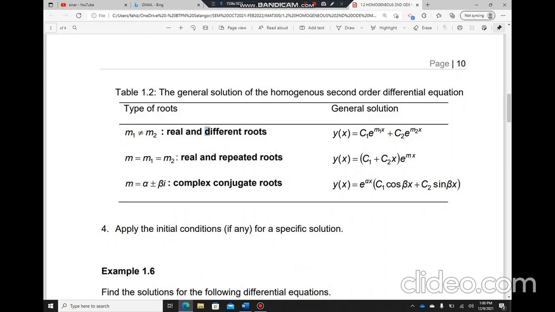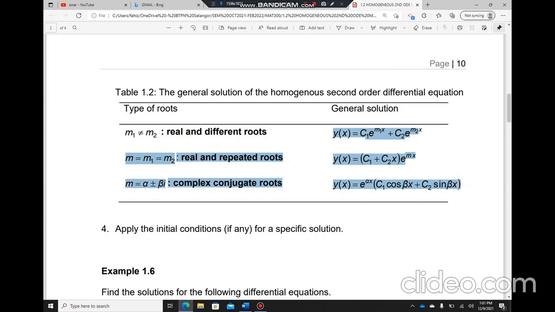So kita ada three types of roots, and then how to write the general solution based on these roots. Kalau m1 not equals to m2, so your general solution is y equals to c1 e^(m1 x) plus c2 e^(m2 x). Okay. If m equals to m1 equals to m2, so we write as (c1 plus c2 x) e^(mx). And then this one for complex conjugate roots, we write as y equals to e^(alpha x) (c1 cos beta x plus c2 sin beta x). Maksudnya general solution ni dia akan sentiasa tetap. Dia tak berubah.